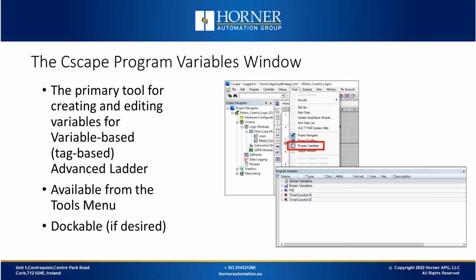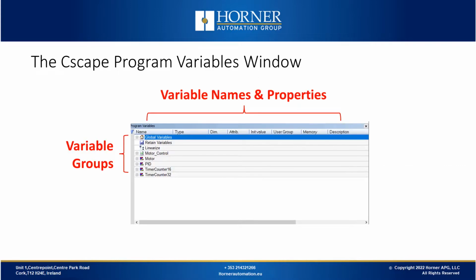With tag-based or variable-based advanced ladder, on the other hand, the primary tool is the Program Variables window. It's used for creating and editing variables, and it's available from the Tools menu, and that window is dockable if desired. Next, let's look at how the Program Variables window is organized. From top to bottom, you'll find different groups of variables, including global variables, retained variables, etc. And across the top, from left to right, you'll see different properties of your variables, including things like name, type, dimension, etc. Now we'll look at all that in detail.